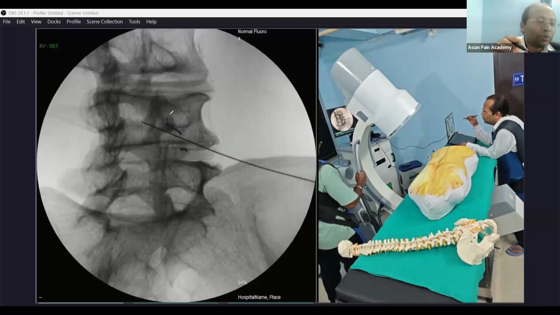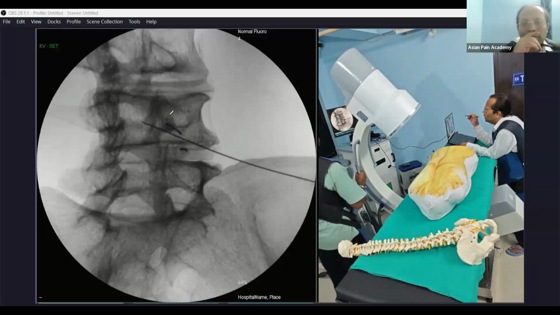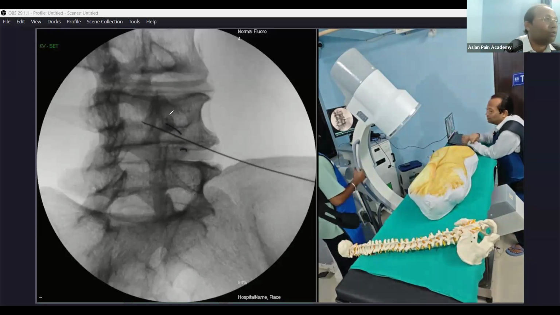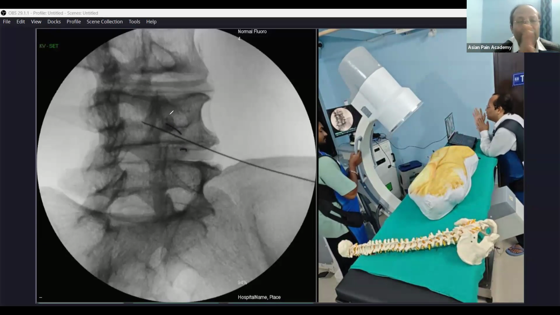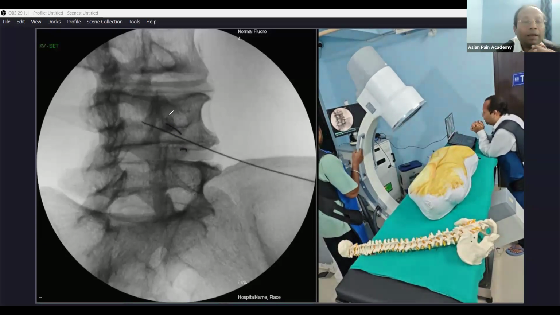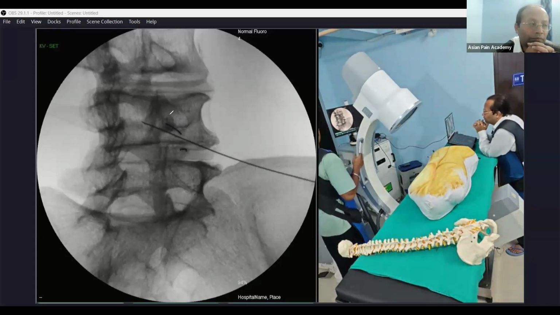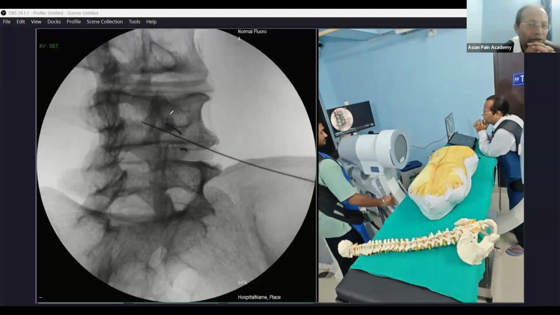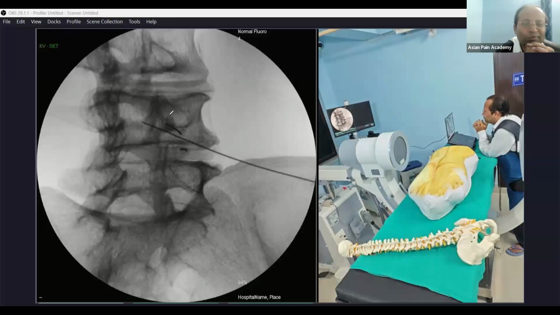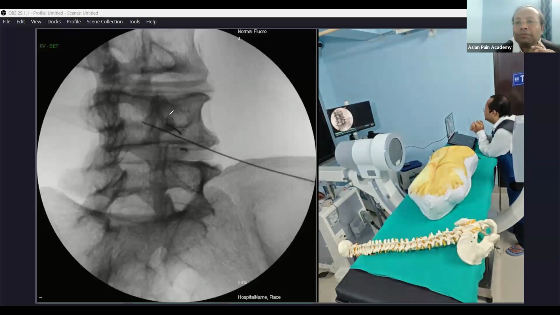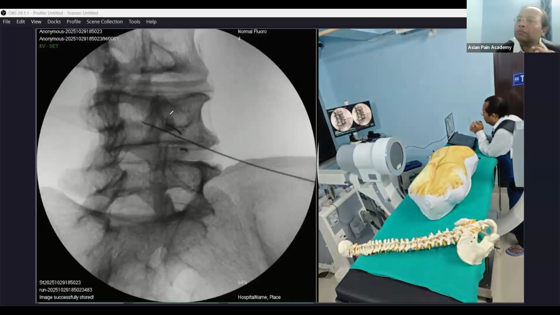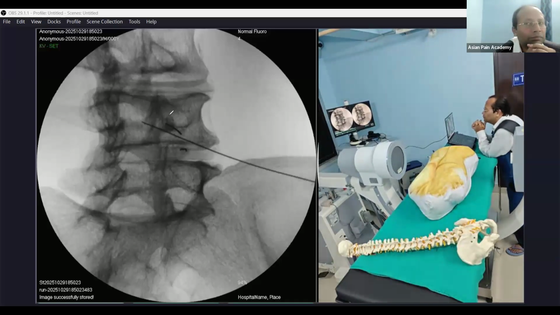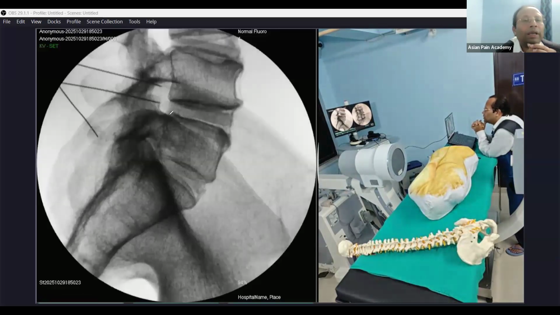Now we will see in an AP view. Now we will see in a lateral view first what the depth is. We will see the depth first. Okay, so both have actually reached.